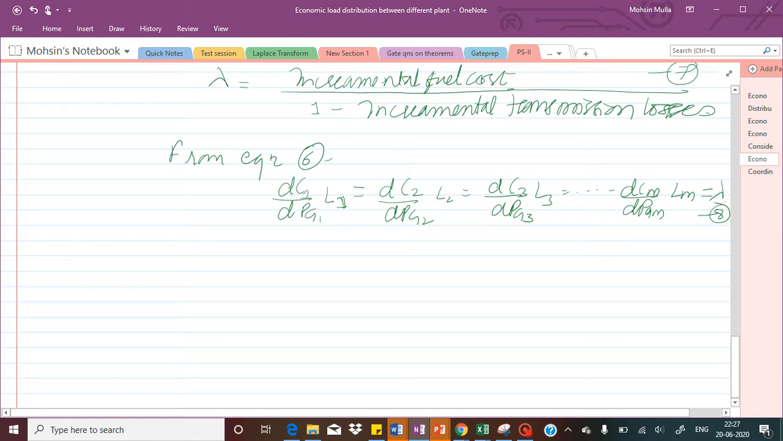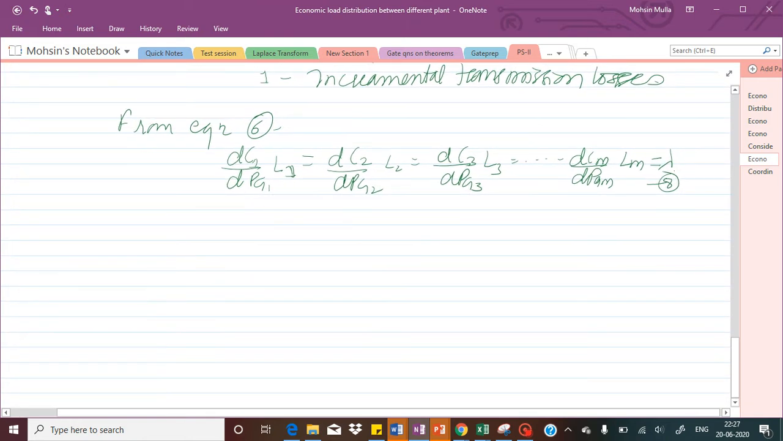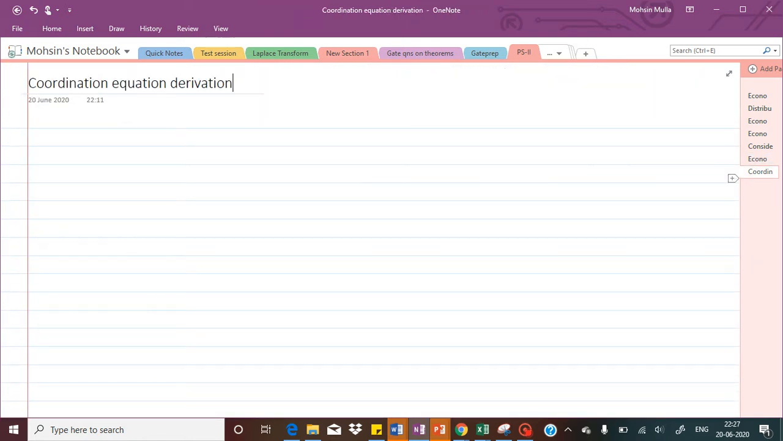Now let us try to obtain the equation of coordination. The coordination equation is basically an expression which represents the coordination between various generating units as regards the load allocation. Here, let me write some points so that we can relate to the derivation.